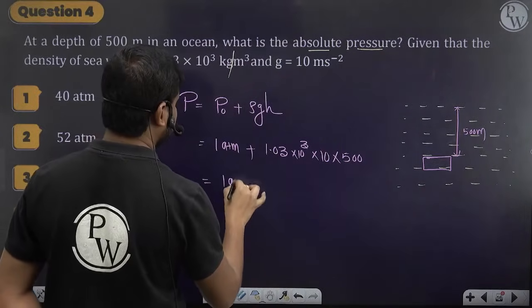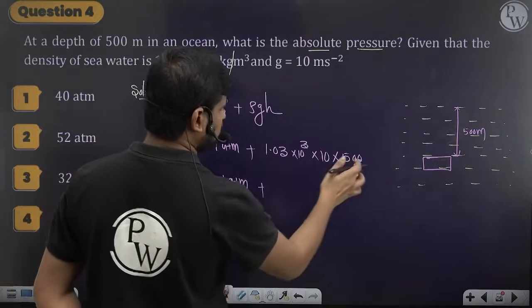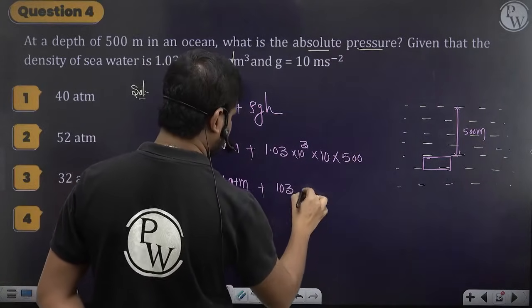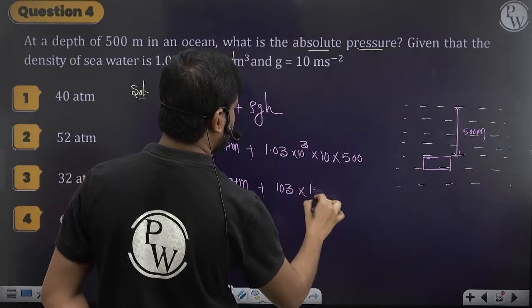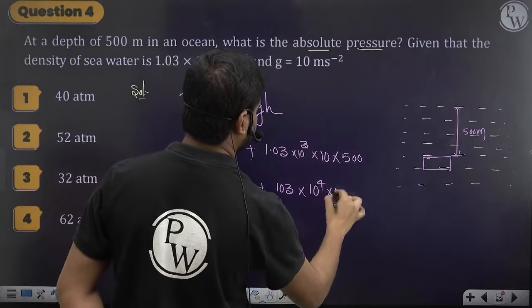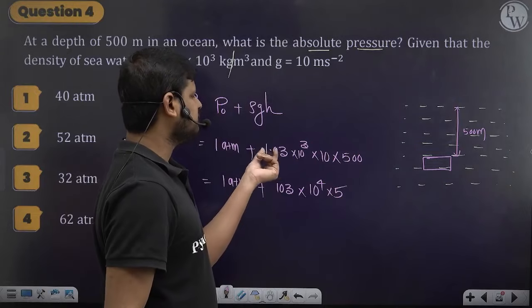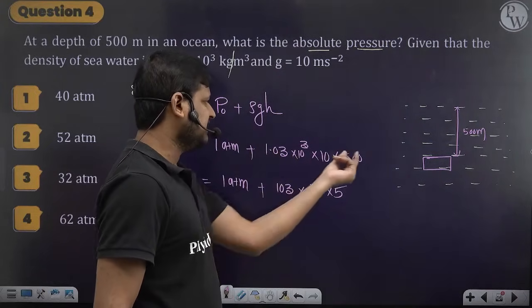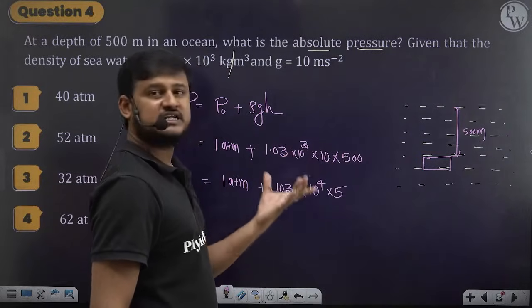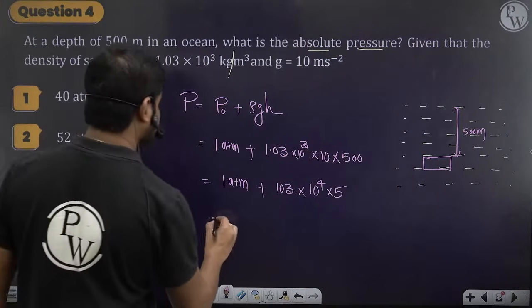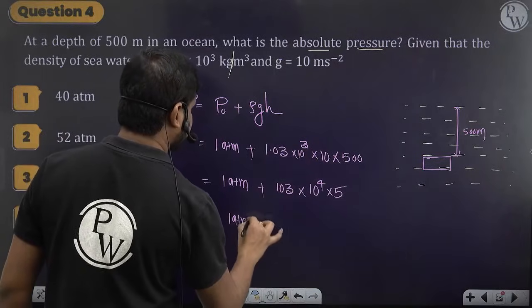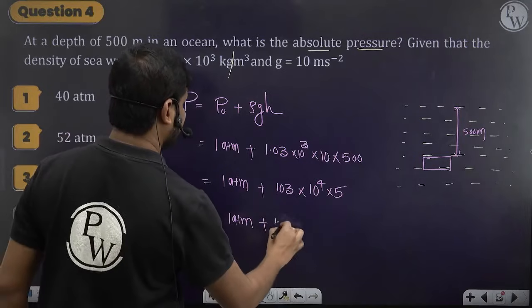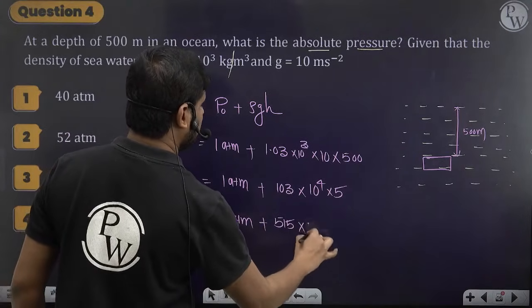So 1 atm plus, 2 zeros you can multiply here. So 10 to the power 4 into 5. Yes, sir, any doubt? So 1.03 into 2 zeros of this I am multiplying with this, so 103 into 5 into 10 to the power 3 into 10 is 10 to the power 4. Okay, so this comes out to be 1 atm plus 103 into 5, so 500 plus 15, 515 into 10 to the power 4.